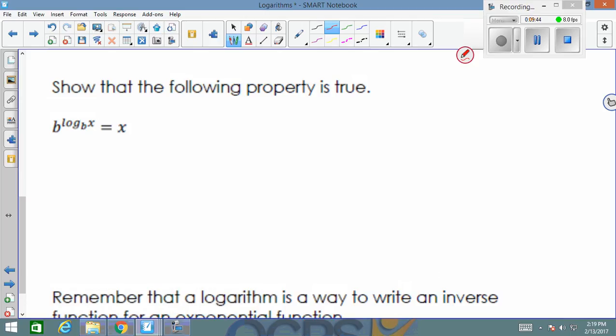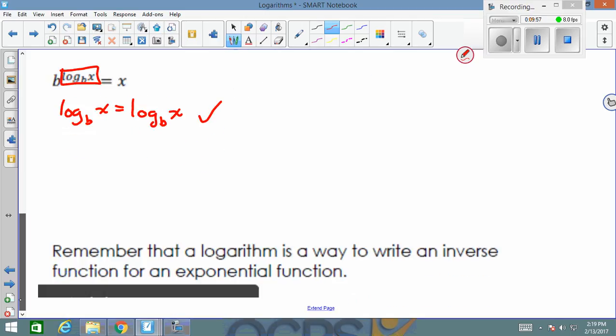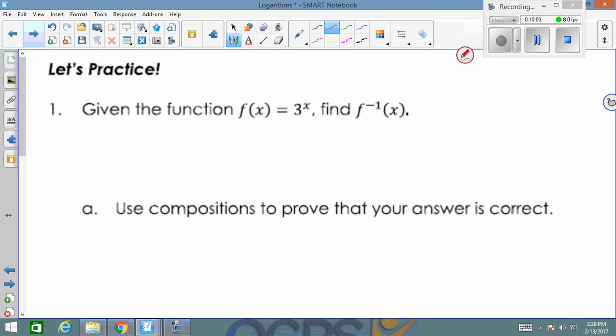Show the following property is true. So if I converted this to logarithm, the log base b of x would equal log base b of x, this exponent up here. That is a true statement. We're good there. Okay? A logarithm, remember, is just a way to write an inverse for an exponential function. Okay, so it says, given the function f of x equals 3 to the x power, find the inverse.